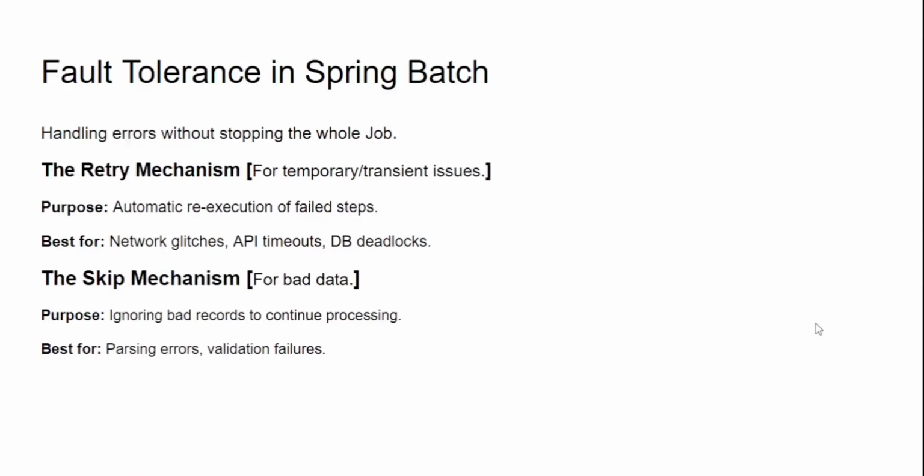And skip is for bad data. Let's say from the REST API you are getting a bad request exception, meaning your data is not valid. In such cases you don't need to retry because the data itself is invalid. So we should skip that record and move ahead to the next record. So this was the theory part. Now we will go to the implementation part.